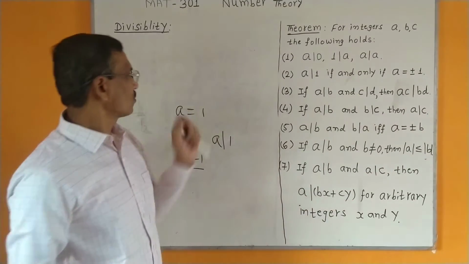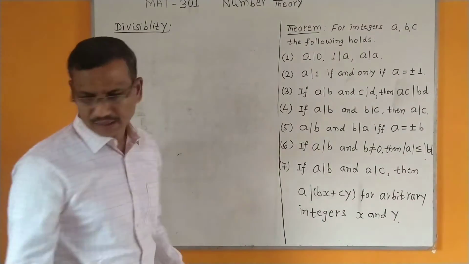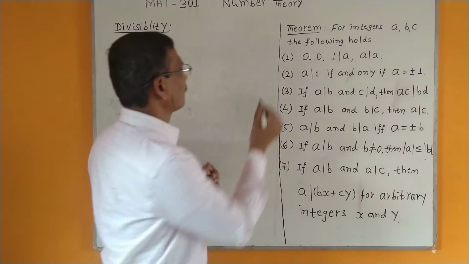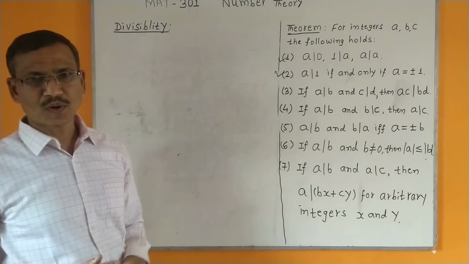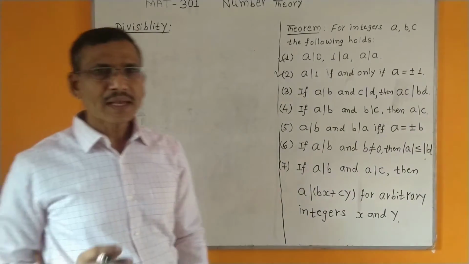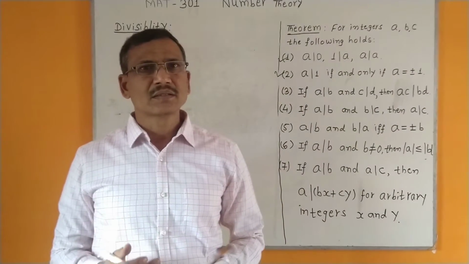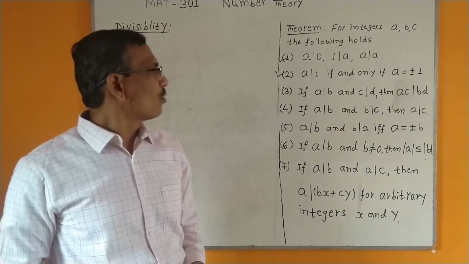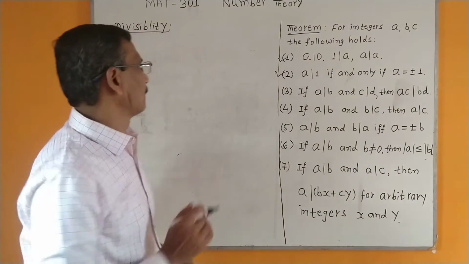Now the proofs of the first two are very simple, which directly follow from the definition of divisibility. Now we have proved this. It follows from the definition of divisibility. Now we shall prove the third result. If a divides b and c divides d, then we have to prove that ac divides b into d.